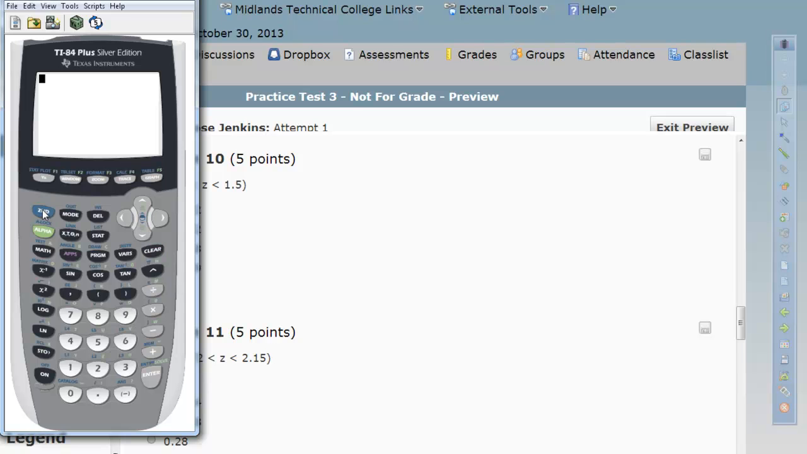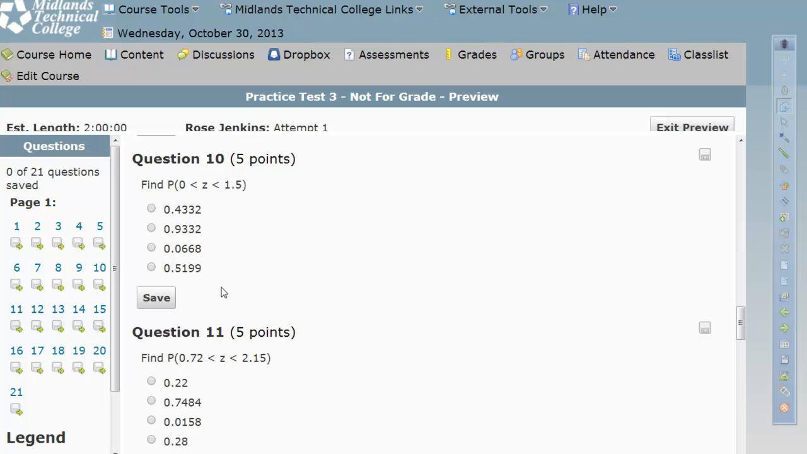We use second distribution. We're doing normal CDF. We put in the lower bound, which I believe is 0, and the upper bound, which is 1.5. Is that right? And so we get 0.4332. That's my answer. This one, 0.4332.